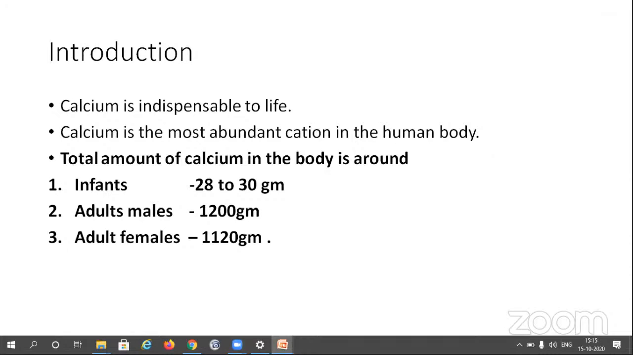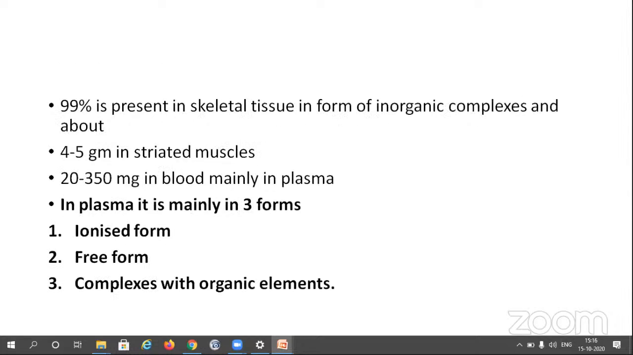Calcium metabolism and osteoporosis. Coming to introduction, calcium is indispensable to life. Calcium is the most abundant cation in the human body. Total amount of calcium in the body is around 28 to 30 grams in infants, 1200 grams in adult males, and 1120 grams in adult females.